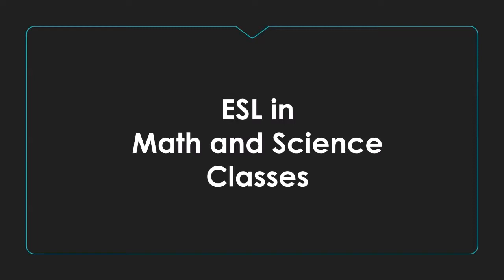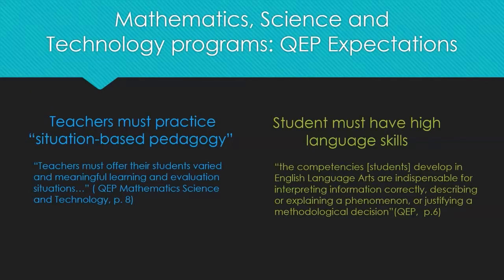Hi, this is Daniel, ESL in Math and Science classes. Within the Mathematics, Science and Technology program, the Quebec Education Plan expects students to develop systematic observation skills, critical thinking, and effective experimentation abilities in order to represent and understand the world they live in. This presents two types of language challenges for the students. First, teachers must use situation-based pedagogy, which usually requires extensive use of language to create a realistic and meaningful context for the scientific or mathematical knowledge or skill of interest.